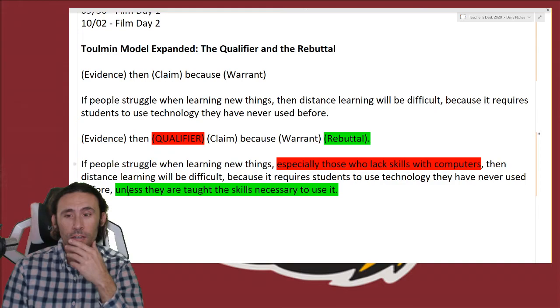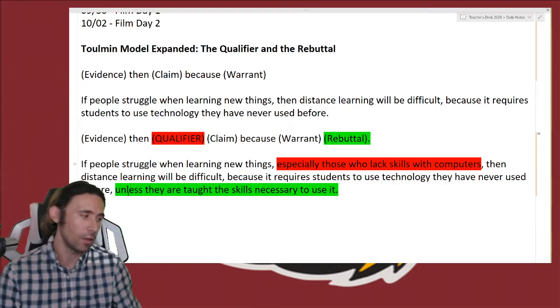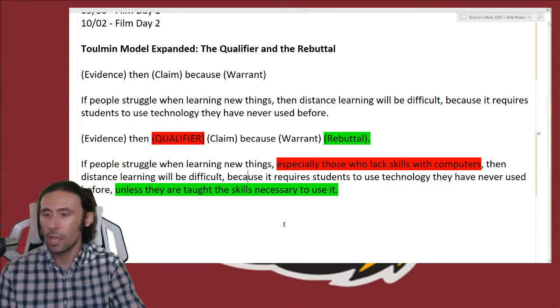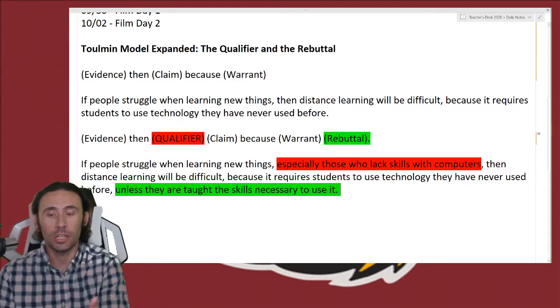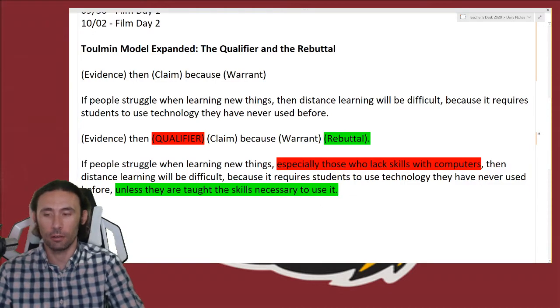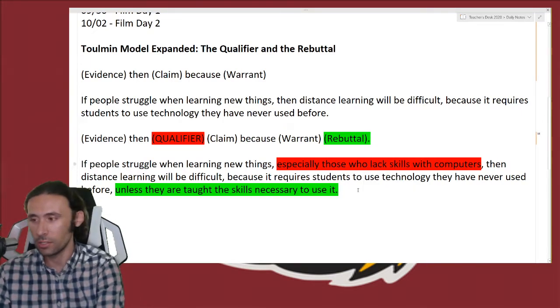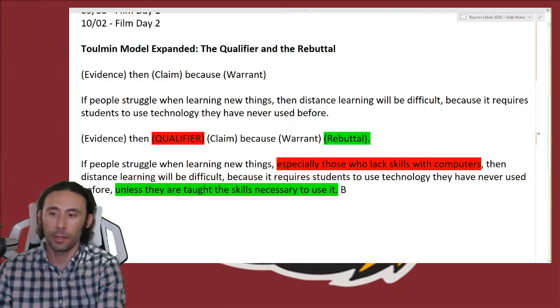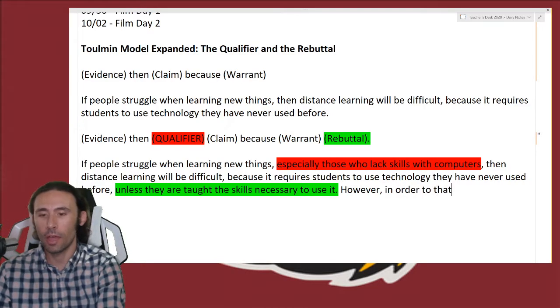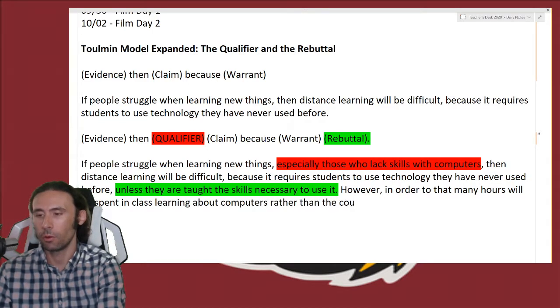Okay, so see, there's the solution to the problem. There's the rebuttal, right? All of this is true. They are going to struggle unless we teach them that, and then you can go into further detail in your own pieces. Then you can further counter that rebuttal, right? So then you could say something like, however, in order to do that, many hours will be spent in class on computers, or learning about computers rather than the course content, right?